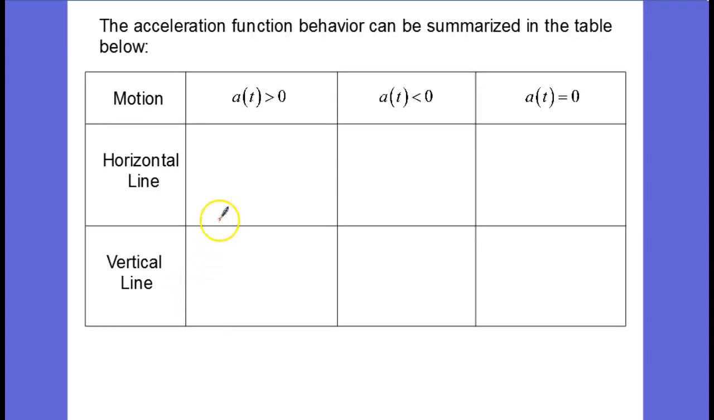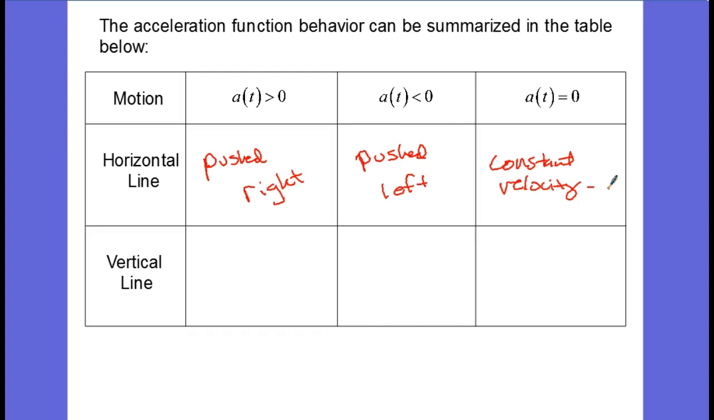So let's make a table now that gives us information about the acceleration along horizontal and vertical lines of motion. So if the acceleration is positive, that means that an object is being pushed to the right. If the acceleration is negative, then it is pushed to the left. If the acceleration is equal to 0, that means that we have a constant velocity. So the speed is unchanged.